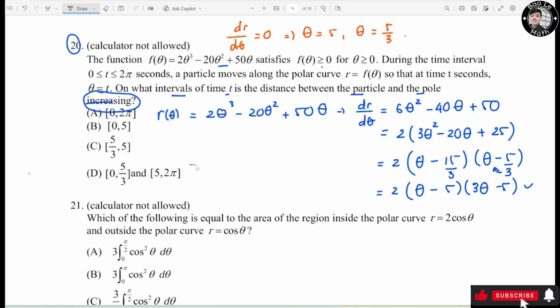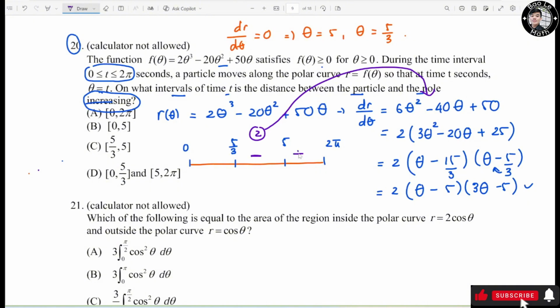We're going to draw the number line. We're going to put these on the number line. So I'm going to pick 2 right here. I substitute 2 for theta into this equation right here, right? So I have 6 times 4, which is 24, plus 50, which is 74, subtract 80, which is negative, right? So this interval is negative, this one is positive, and this one must be positive, right?